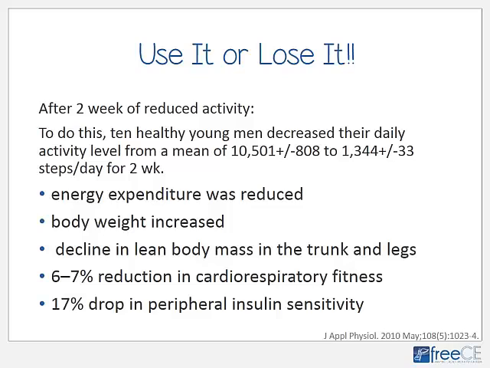And I really suggest people put a pedometer on. I use about 1,300 steps a day working a 9-hour day in a retail pharmacy. I was quite amazed at how little I do walk in the course of a day. Their energy expenditure was reduced. Their body weight increased. We saw a decline in lean body mass in the trunk and legs. We saw a 6 to 7% reduction in cardiorespiratory fitness. But the big one that really surprised me was a 17% decline in peripheral insulin sensitivity.